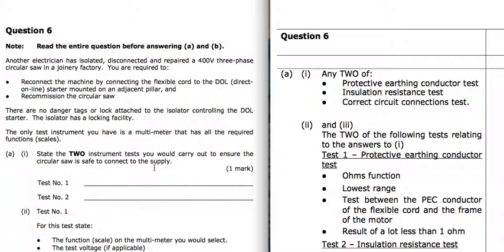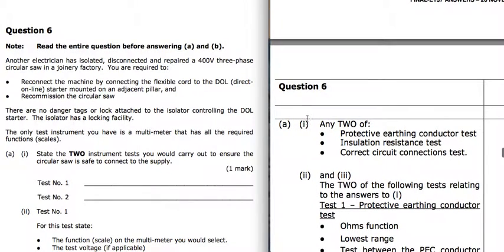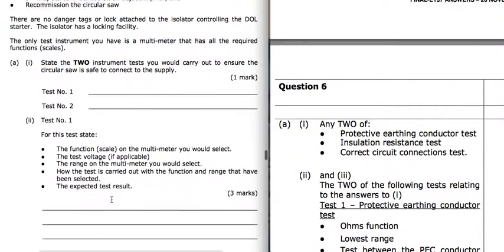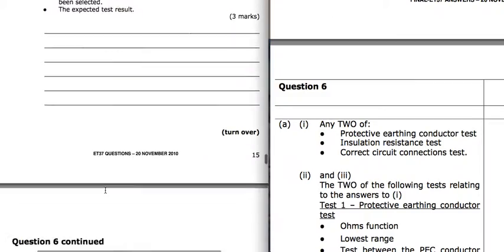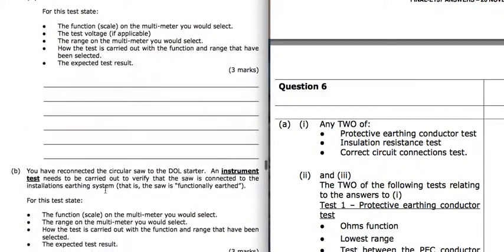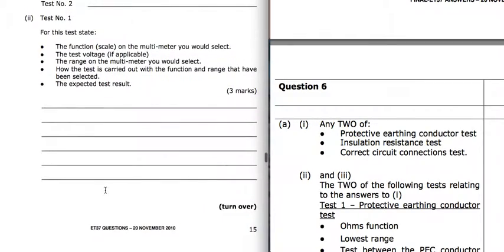Two test instrument tests that you carried out to ensure the circular saw is safe to connect to the supply. So they've given you a choice of 3: protective earth conductor test, insulation resistance test, correct circuit connection test. If you're given the option of 2, I would always go for the earthing conductor test and the insulation resistance test. So they're asking you to describe the 2 tests that you've chosen there.